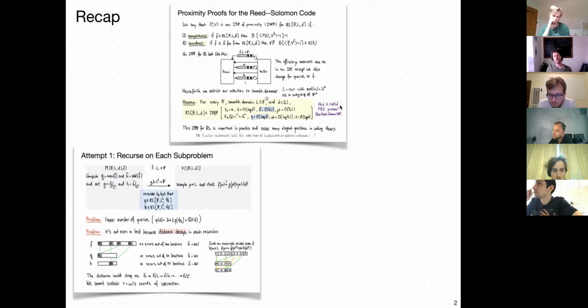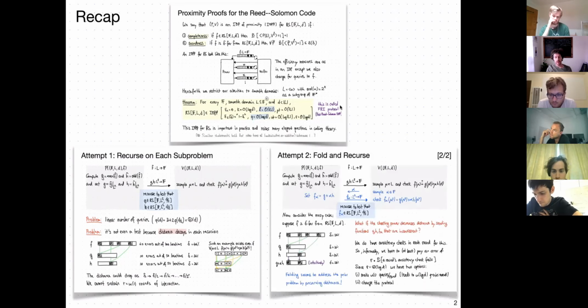And we also saw that there could be this situation that distance decays per iteration, because there could be these cancellations. Maybe we had a quadratic polynomial, and the moment that we split it into even and odd polynomials, somehow the coefficient of x squared got canceled, and we lost degree. Okay. And then to fix that, we added this idea of folding, of random folding.